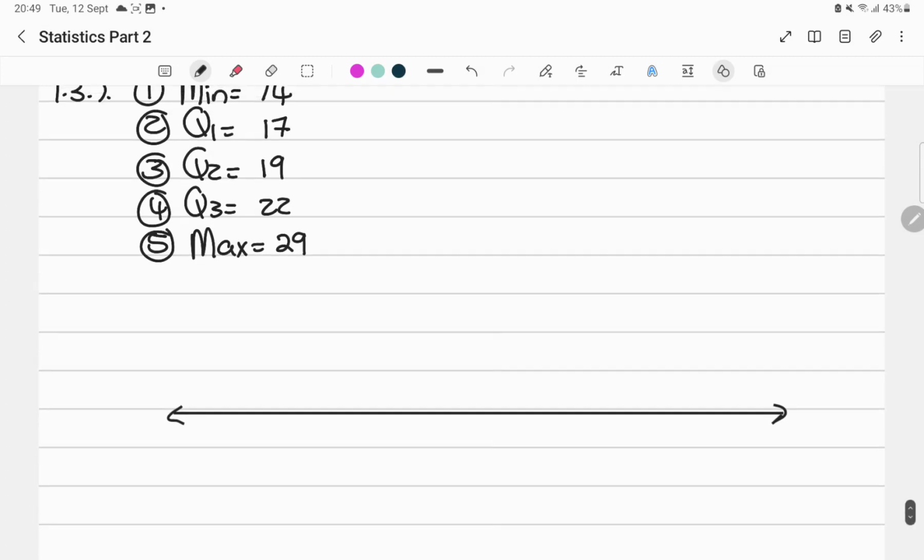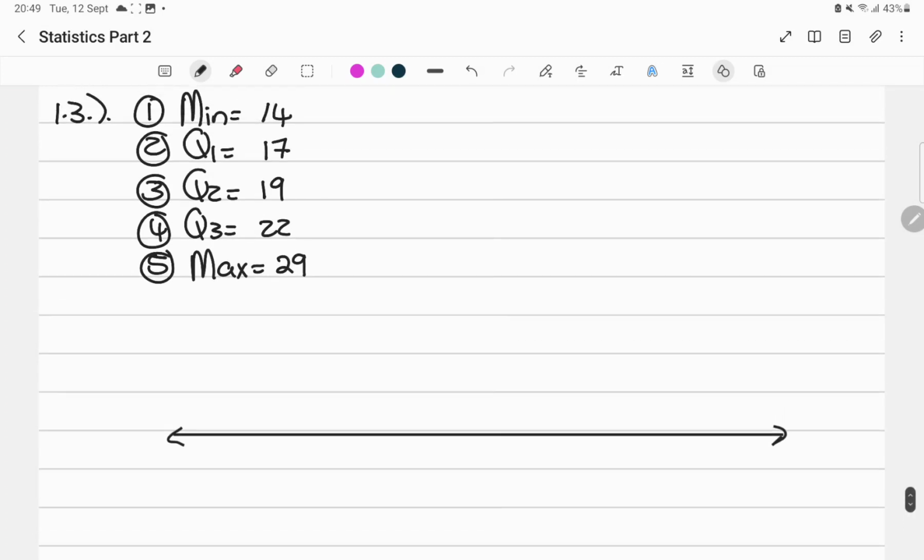Alright, so we have quite a variety. So let's say we are going to count in 2s all the way from 12. So it's going to be 12, 14, 16, 18, 20, 22, 24, 26, 28, 30, 32, 34. Alright.